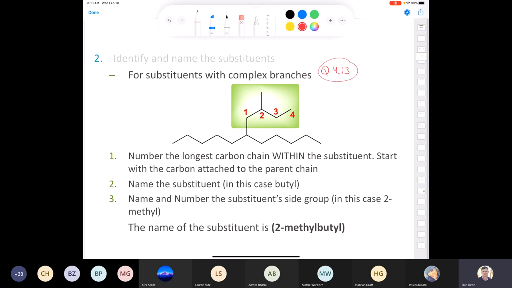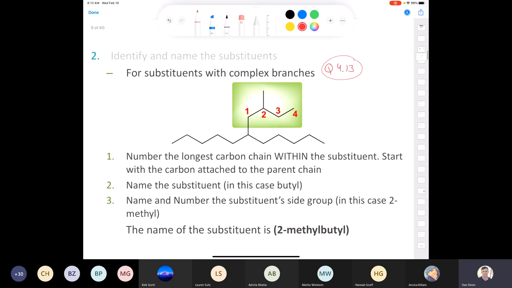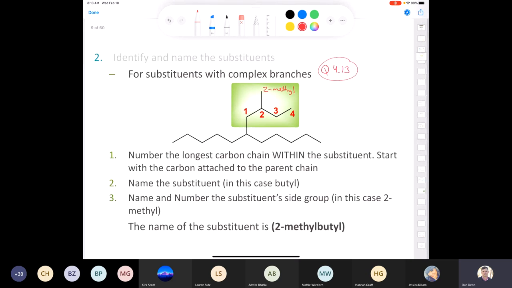You have butane and butyl. And then you've got a substituent on here, don't you? You have a methyl. So this would be a 2-methyl, so you have a methyl on the second carbon there. So altogether, it would become 2-methylbutyl.